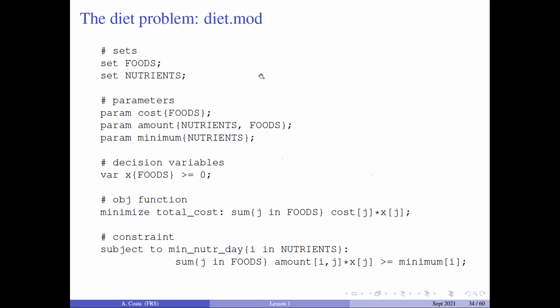So if we want to write the mod file, this is how it looks. When you see this, hashtag is a comment. Okay. So we have the two sets. We have the parameter cost, the amount of nutrients for each food, and the minimum value of the nutrients we need. We have the variables. We want to minimize the total cost subject to this condition that for each nutrient, we can guarantee that we have at least the minimum.